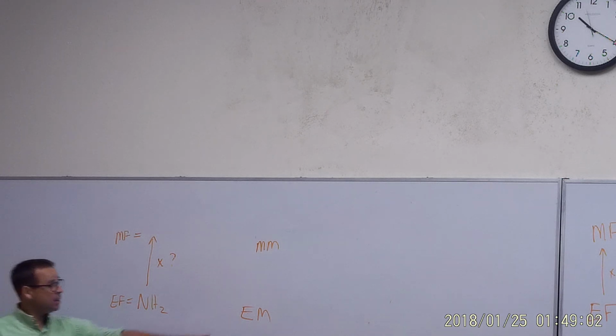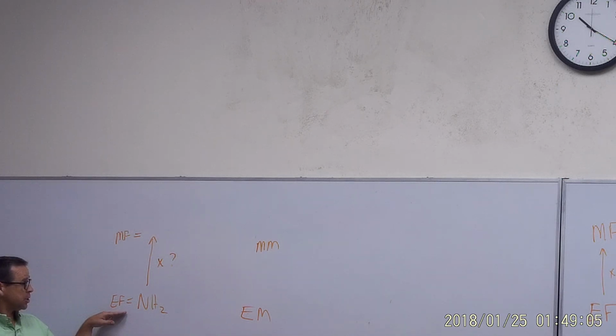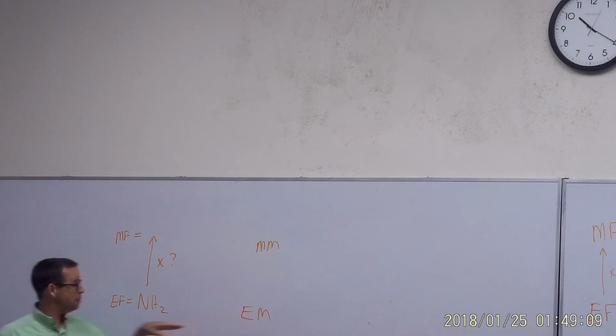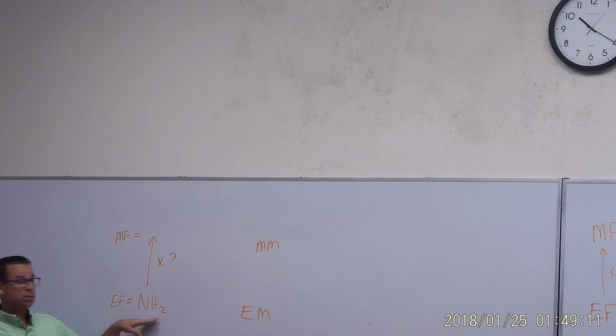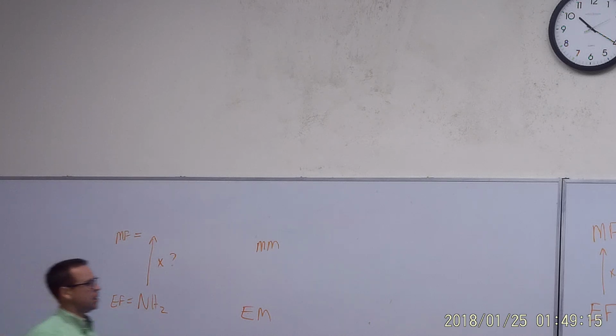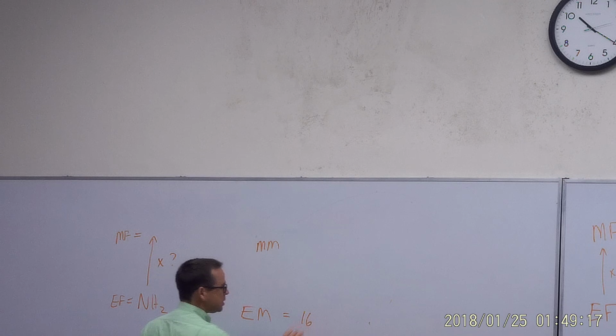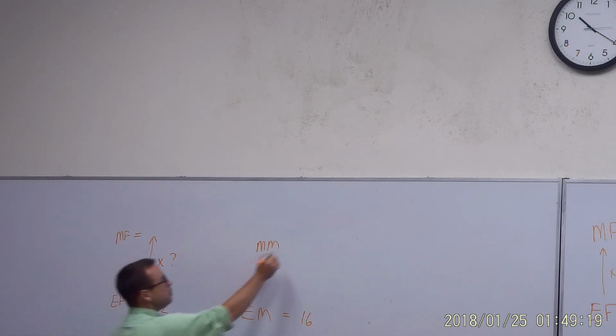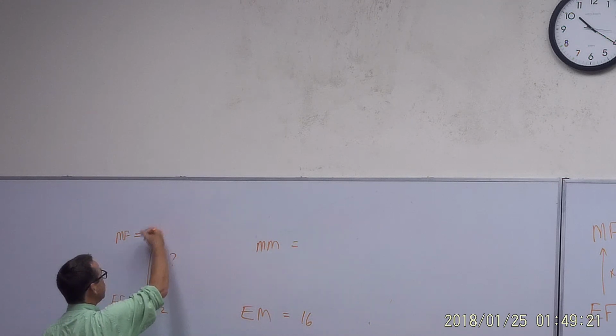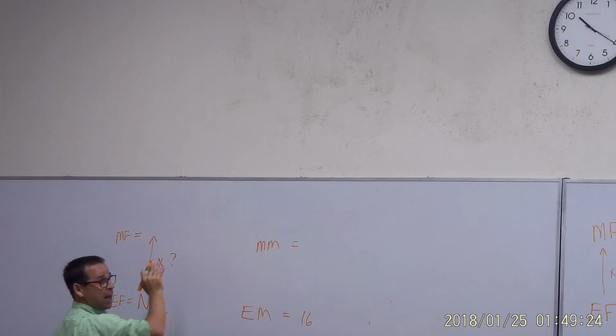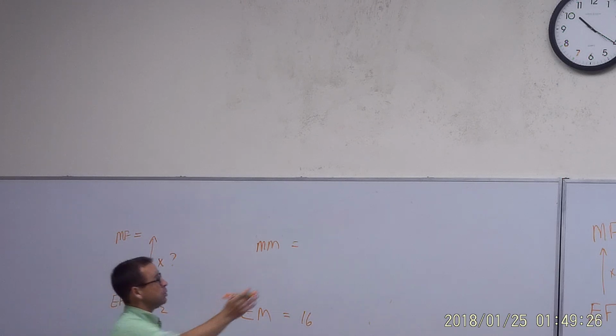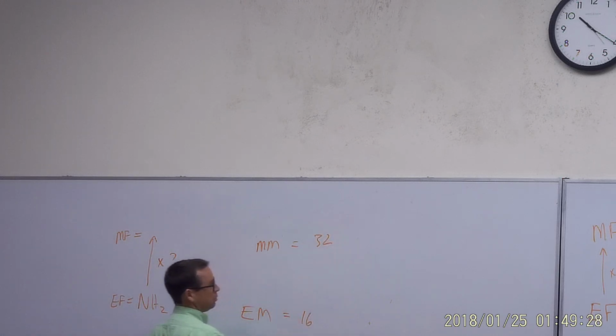So how do we find the empirical mass if we're just given the empirical formula? The empirical mass is the mass of everything that's in the empirical formula. So this would be 14, 15, and 16, right? 16 altogether. So the empirical mass we now know is 16. How do we find the molecular mass if we don't have the molecular formula? You can't. They have to give it to you, which they did. They gave it to us as 32.